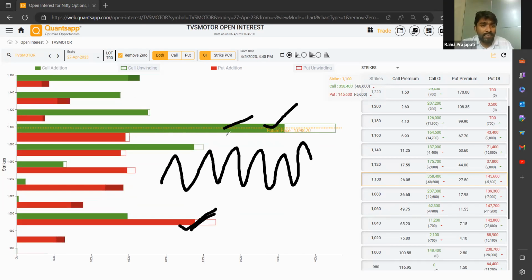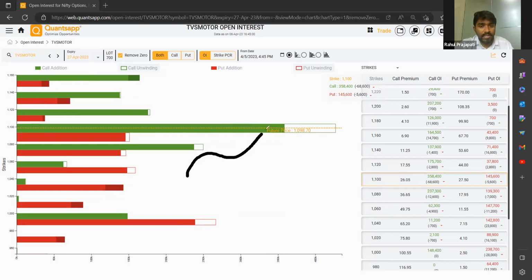But what actually happened, TVS Motor actually became trending, and it started coming to this higher call option. These option sellers started feeling that they are trapped, and they unwound their position till here. They book the loss and they exit from the market. This shows that whenever option sellers are trapped, it's a trending market.